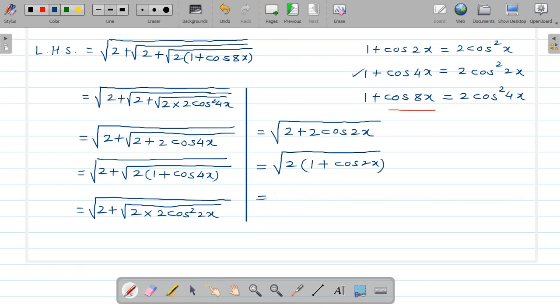Now as per the formula, 1 plus cos 2x is nothing but 2 times cos square x. If you observe carefully, it is under root 4 times cos square x, and by taking its root you will get 2 times cos x, and this is nothing but the RHS.